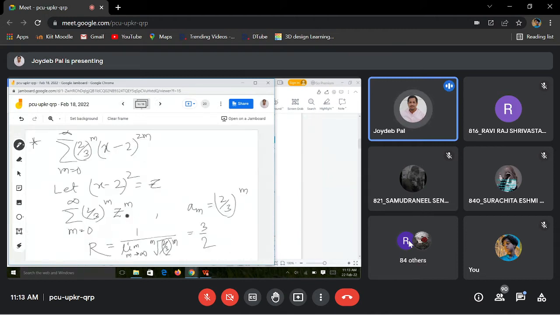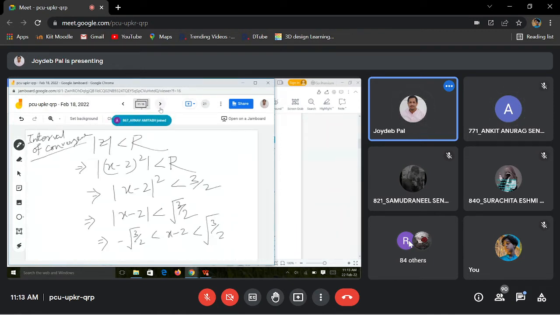Similarly, if instead of 2 something else is given, in place of x minus 2, suppose x plus 5 is given. So x plus 5, that means x naught will be minus 5, right? Yes, sir. And you do accordingly.